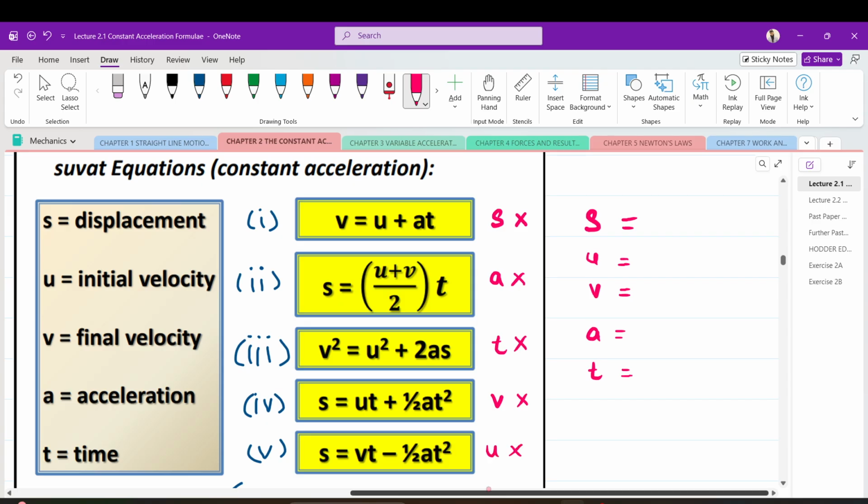So that's why you can see that depending on what the situation is, you have to use the required formula. Now, the first four of these equations are given to you in MF19, which is the formula booklet, but the fifth one is not given to you. So it is better to remember it. It's almost similar to this one, except that instead of s = ut, you have vt, and instead of a positive sign, you have a negative sign.